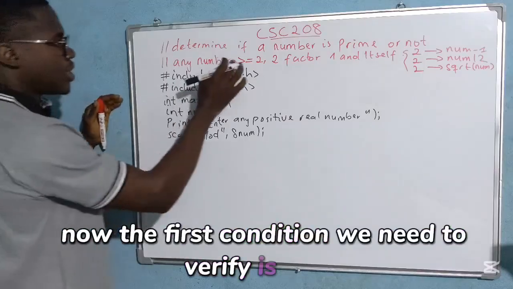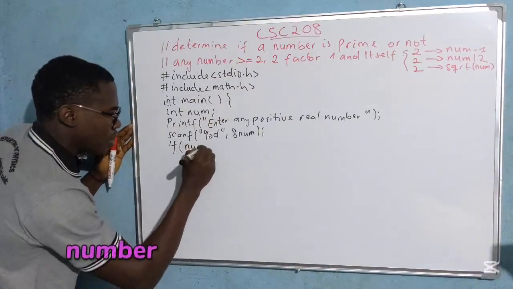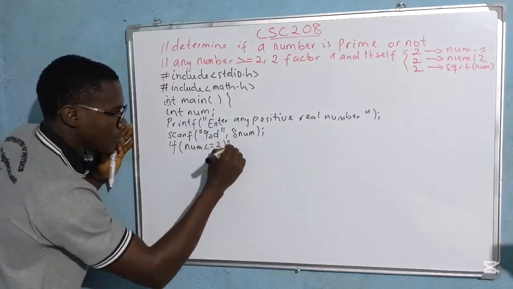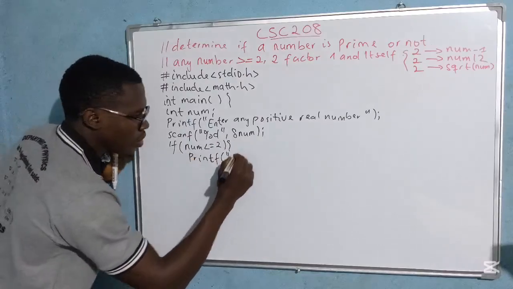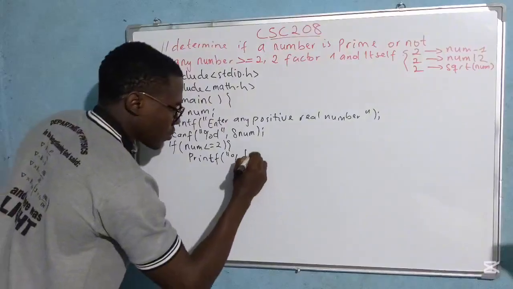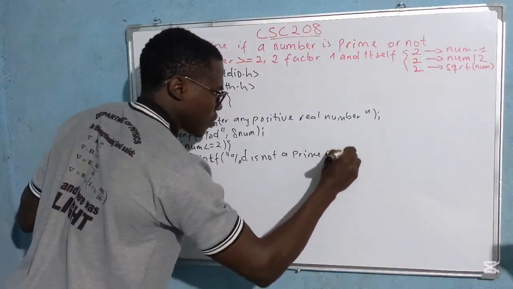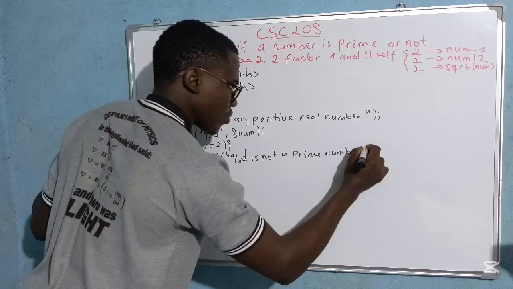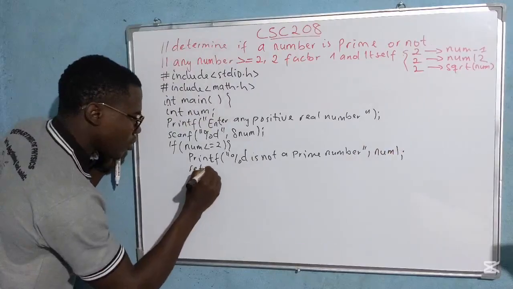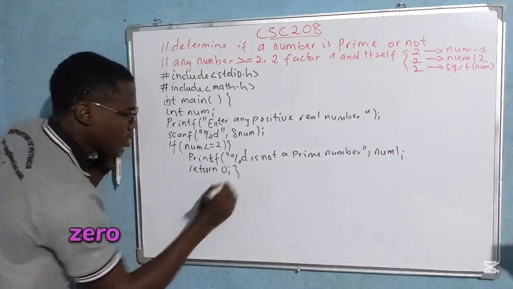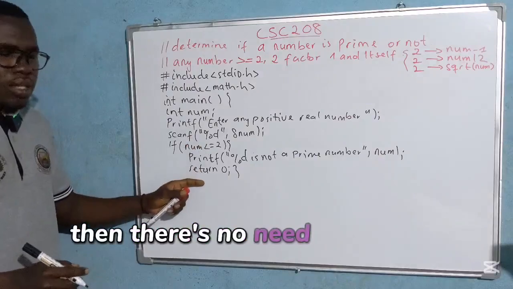The first condition we need to verify is this: if number is less than 2, printf is not a prime number. Return 0. So this return 0 means if this condition is true, then there's no need to continue further.